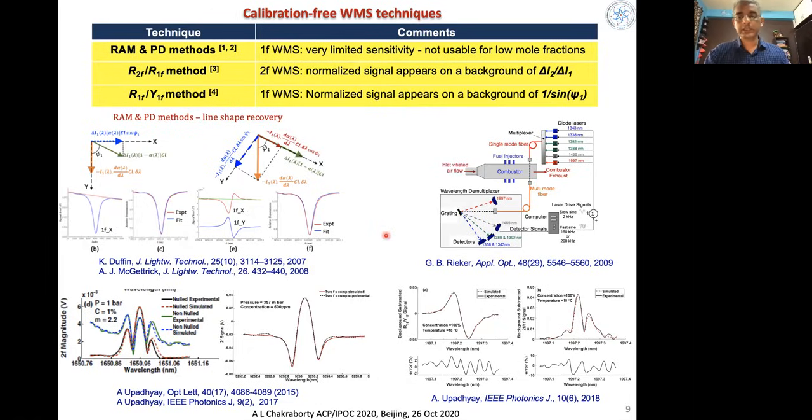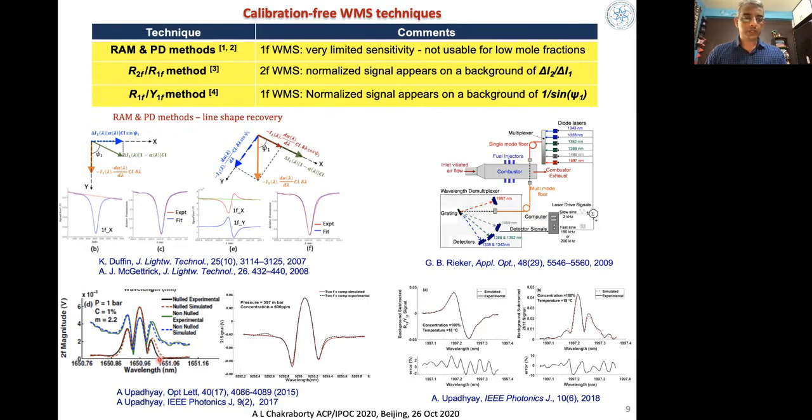The most successful calibration-free technique has so far been Greg Rieker's version, where the magnitude of the 2F signal is divided by the magnitude of the 1F signal, and a relationship between those two signals has been shown to be very robust to these unwanted variations. And as you see, they've applied it to very complicated scenarios. Of course, that technique requires the laser parameters to be pre-characterized and fed into the model.